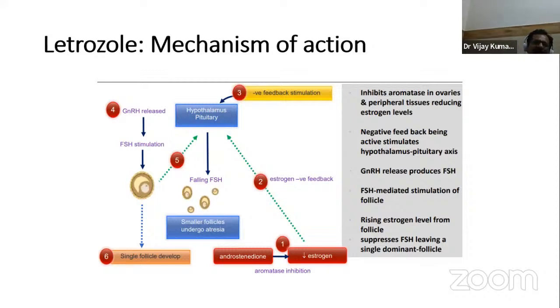Another important thing about letrozole is that with clomiphene citrate, we usually see simultaneous development of about 2 to 3 follicles. But with letrozole, we tend to see only monofollicular development. There won't be multiple follicles coming up, only a single follicle. And this is the reason why we see multiple pregnancies with clomiphene citrate, not with letrozole.